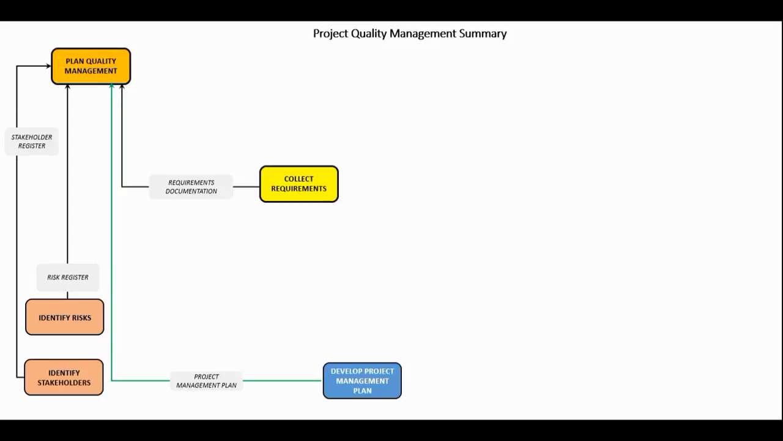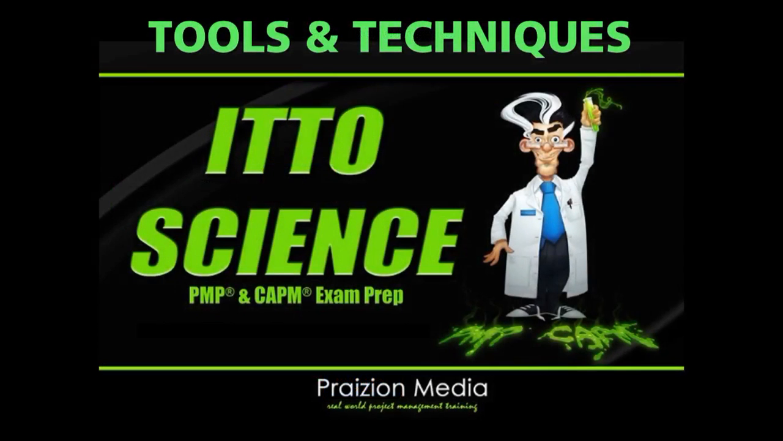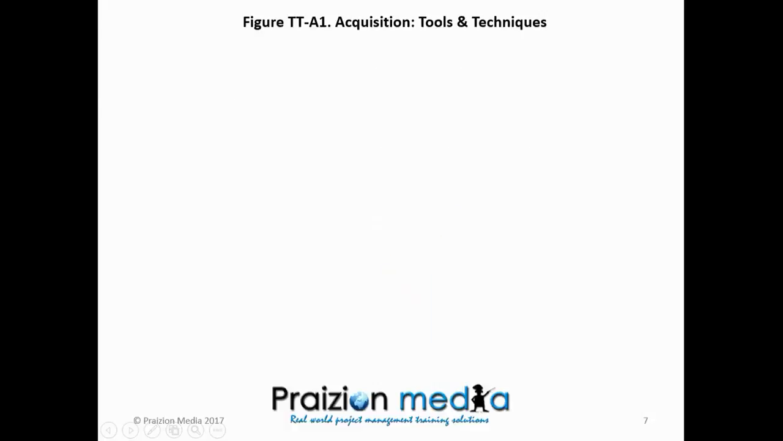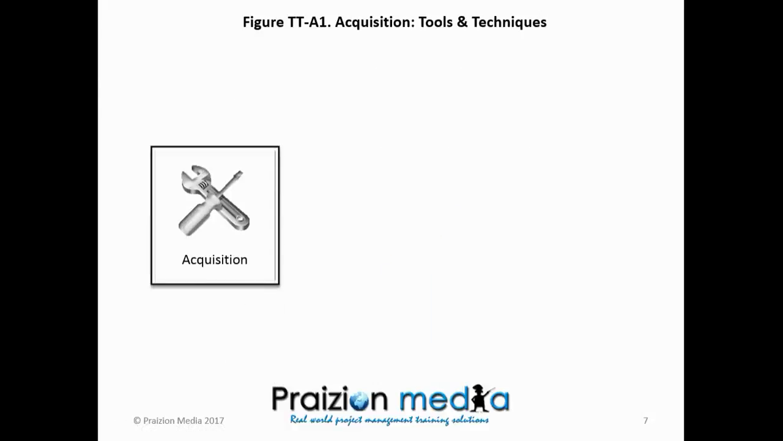We go through every single knowledge area in a painstaking fashion, explaining these relationships. We also have some other auxiliary materials, some PDFs, and a totally new series on relationships of tools and techniques. Tools and techniques with processes. So I'll give you a little idea of how this works here. Take a look at this acquisition. It's a tool and technique of which process?